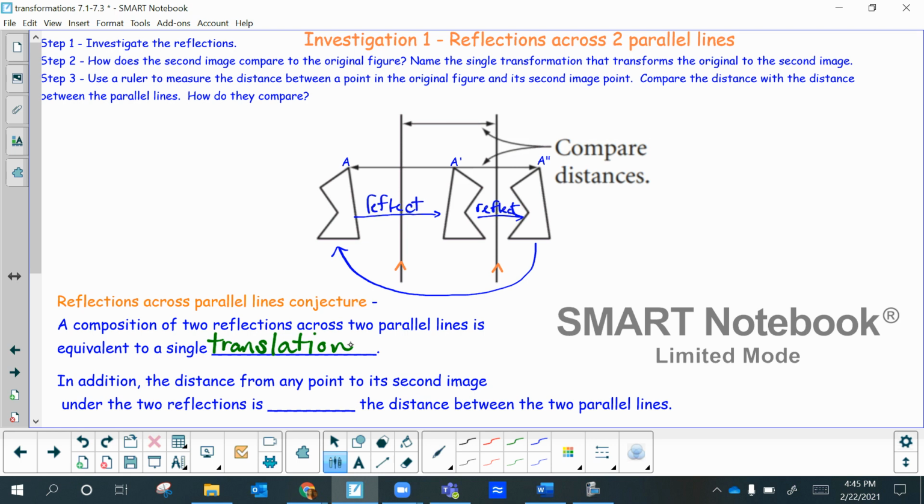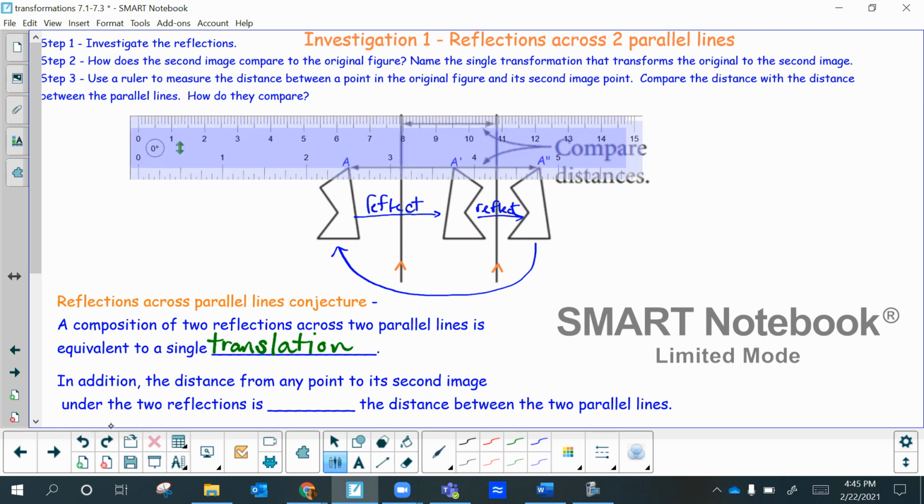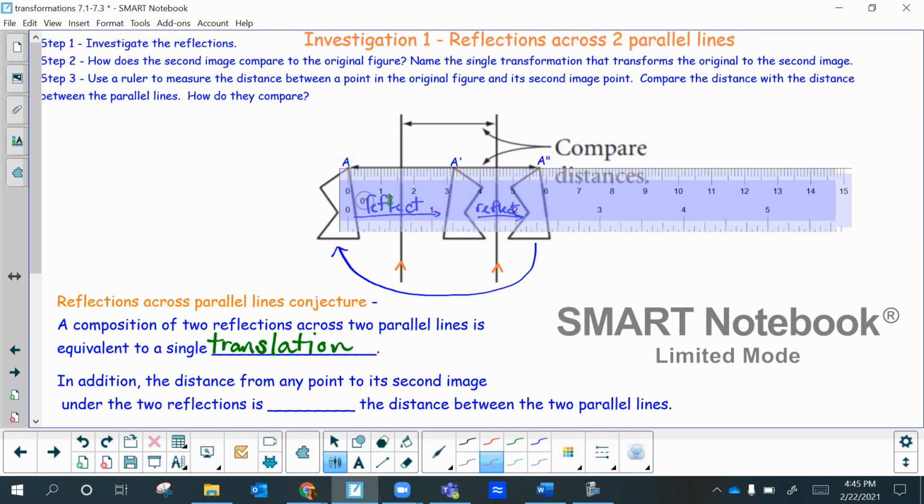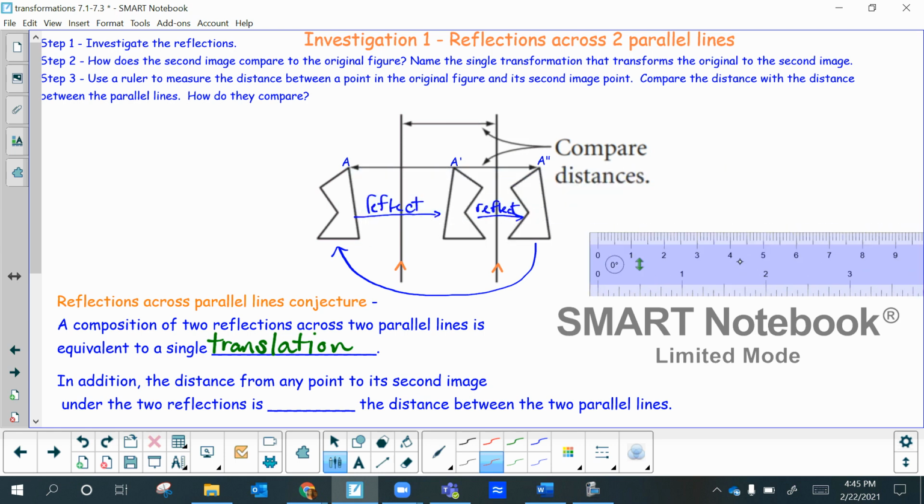That's it. Okay. Second thing, step 3, it says use a ruler to measure the distance between a point in the original and its second image. So we have A marked, and so let's measure from A to A prime. So I'm going to get my ruler. Let's use red. From A to A double prime, sorry, I said A prime, it looks as though it is about 5.8 centimeters, okay?